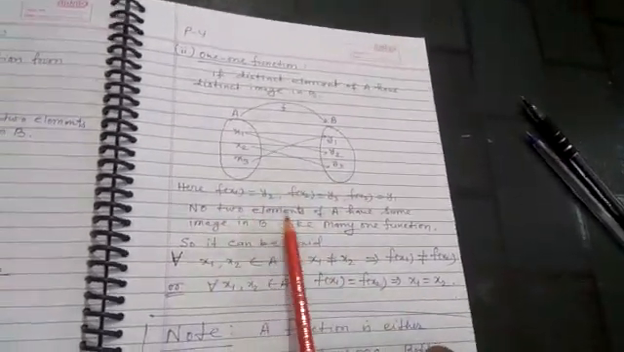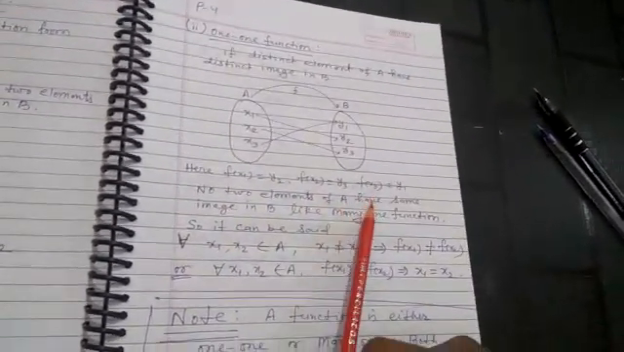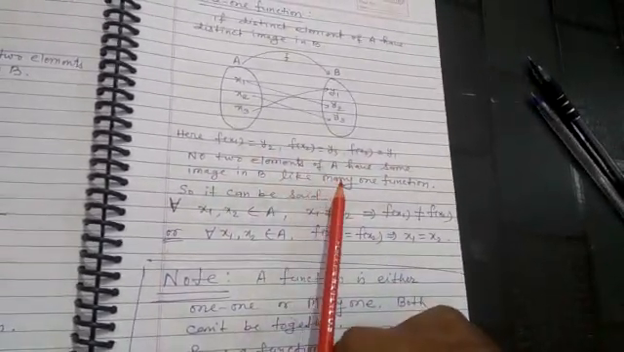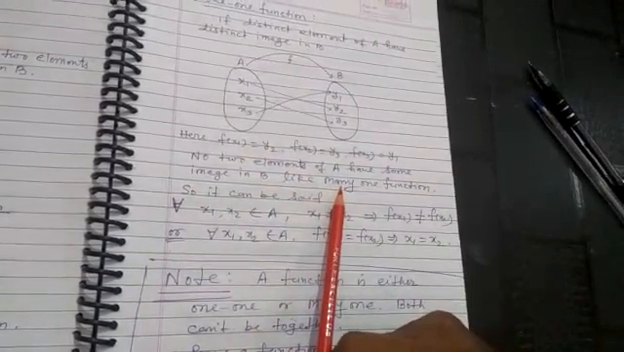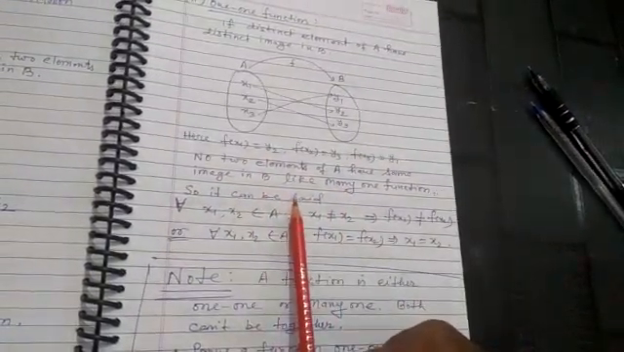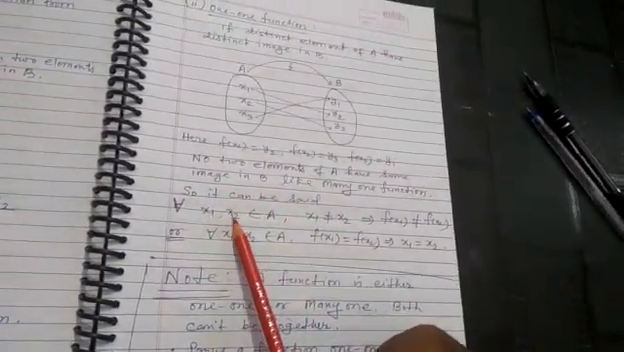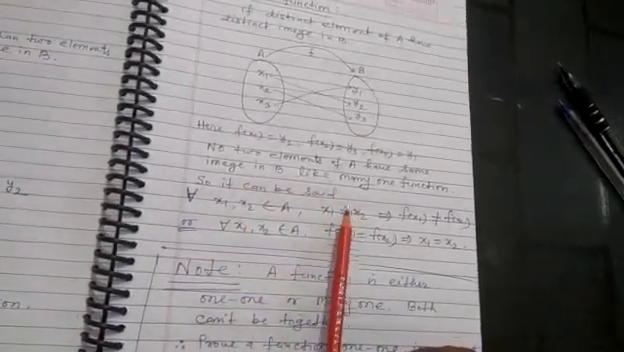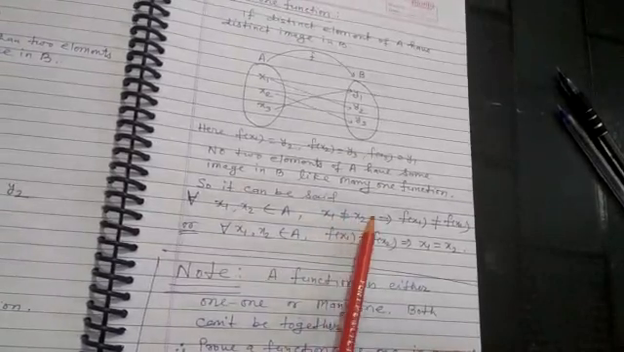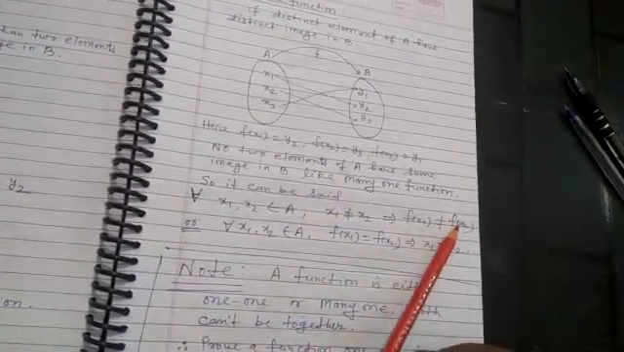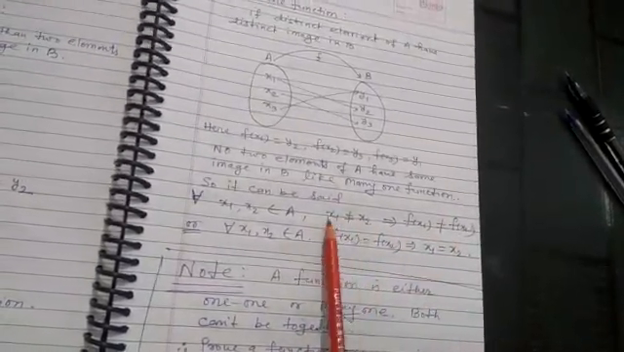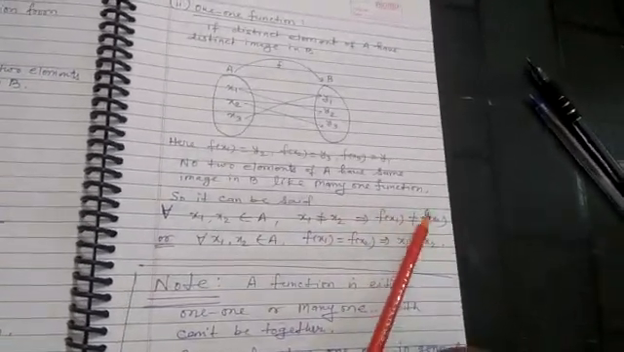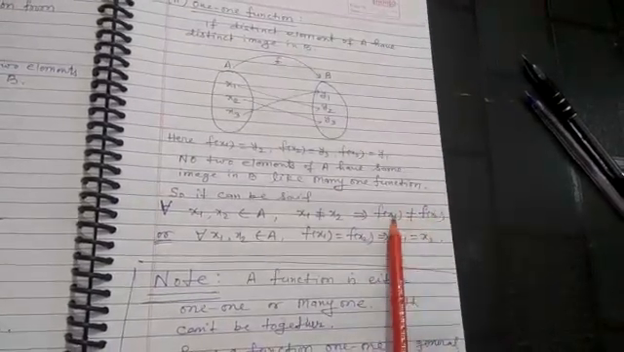So no two elements of A have the same image in B, unlike a many-one function. So it can be said: for all x1, x2 belongs to A, x1 not equal to x2 implies f(x1) not equal to f(x2). Means if elements are different in A, their images are also different in B.